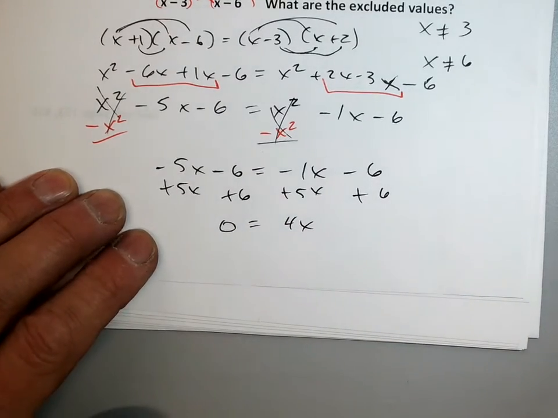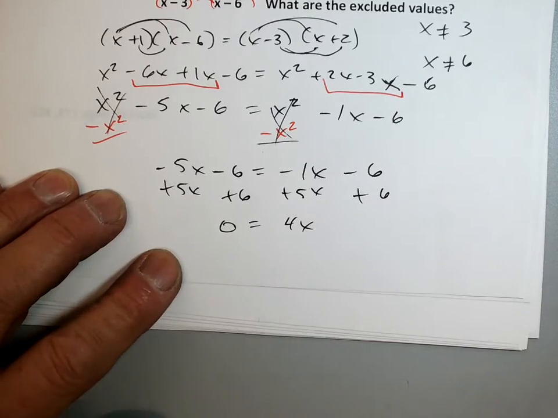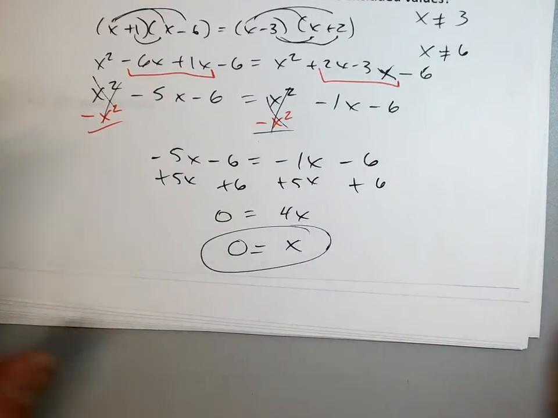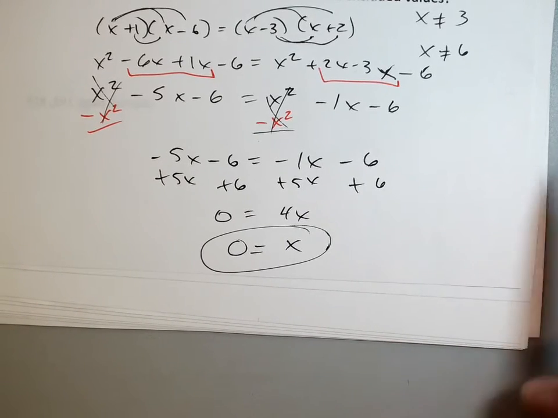4x. Divide by 4, and x is 0. Now x is 0 is okay. We just said x couldn't be 3 or 6. X equals 0 is a good answer. 0 is a number, so it can be an answer, right? Okay, thumbs up. Okay, turn the page.